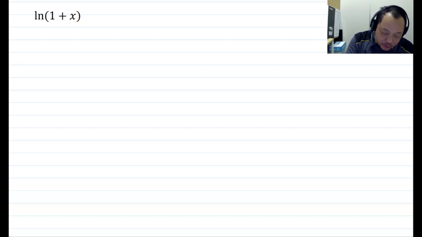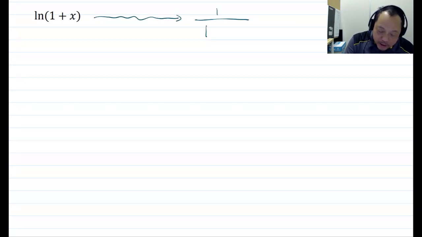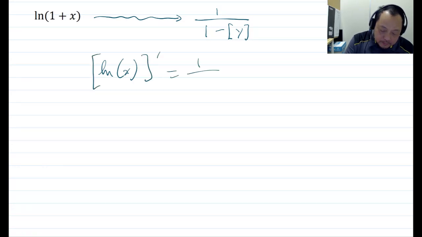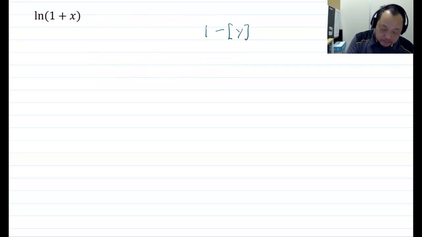What can I do with this? How do I make this into 1 over 1 minus something? Well, I know that the derivative of ln x is 1 over x. So the derivative of ln of 1 plus x is 1 over 1 plus x, and that is of the form. So now I know that. Let's try that. Let's fill in the details.